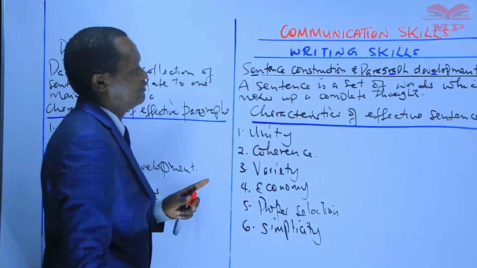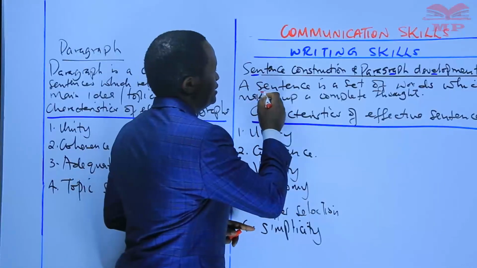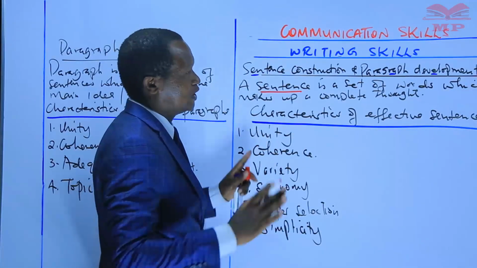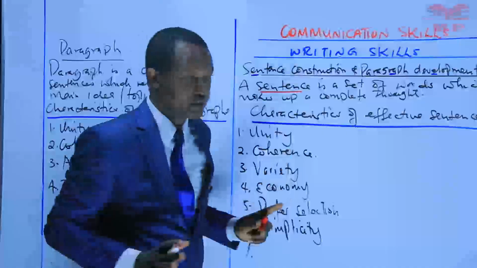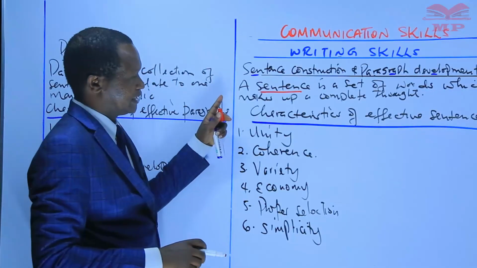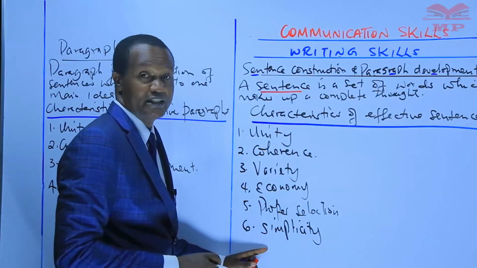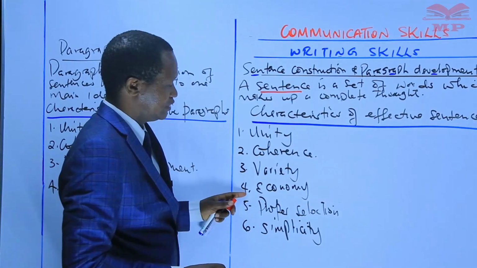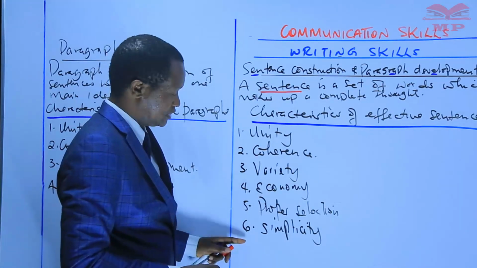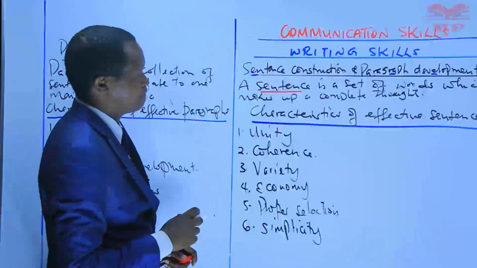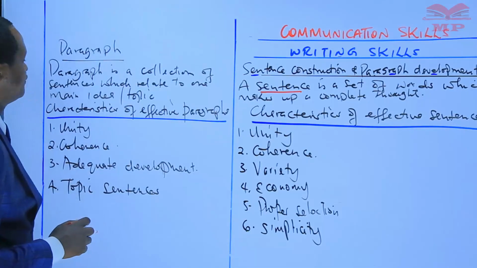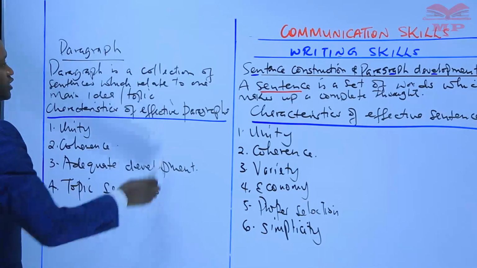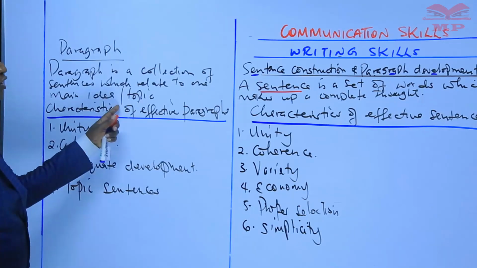In this lesson, I've defined sentences, I've defined paragraphs. I've said that a sentence is a set of words which makes up a complete thought. We've discussed the characteristics of effective sentences: 1, unity. 2, coherence. 3, variety. 4, economy. 5, proper selection. Then number 6, simplicity. We've gone further to define paragraphs. I've defined a paragraph as a collection of sentences which relate to one main idea or topic.